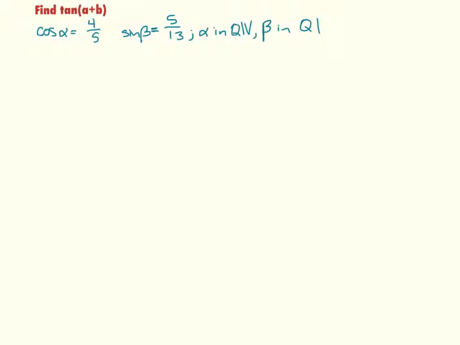Alright, so sorry that I don't have an alpha and beta in my little font characters. So we're going to find the tangent of alpha plus beta. And we're given that the cosine of alpha is 4 over 5, the sine of beta is 5 over 13, alpha is in quadrant 4 and beta is in quadrant 1. So the first step in solving any of these type of problems is to draw the triangles.